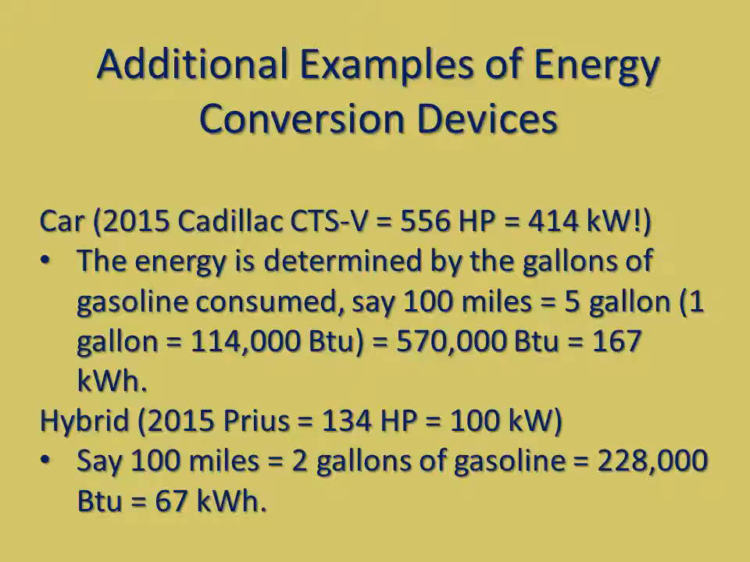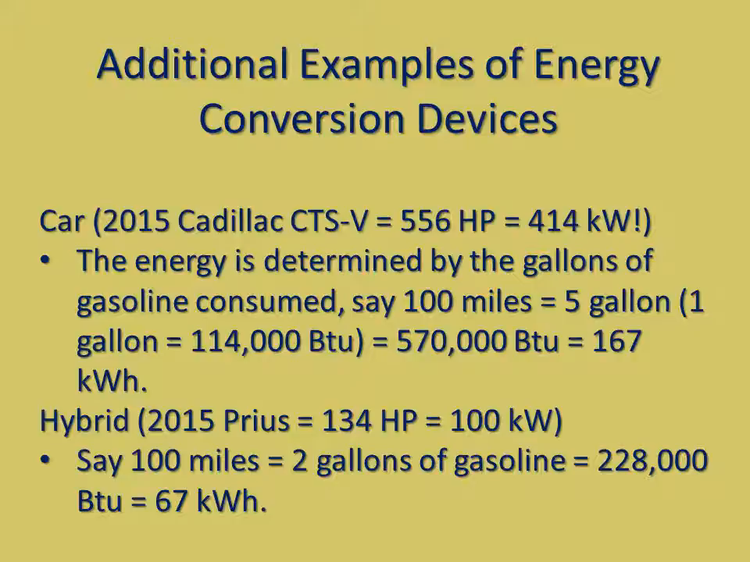And so the energy that is consumed occurs over time, and that is the gallons of gasoline. Let's say 100 miles would equal approximately 5 gallons of gasoline at 20 miles per gallon. And 1 gallon of gasoline has 114,000 BTUs, which is a British thermal unit. We'll get to that in a little bit. So that would equal a total of 570,000 BTUs, and this is equivalent to 167 kilowatt hours of energy.